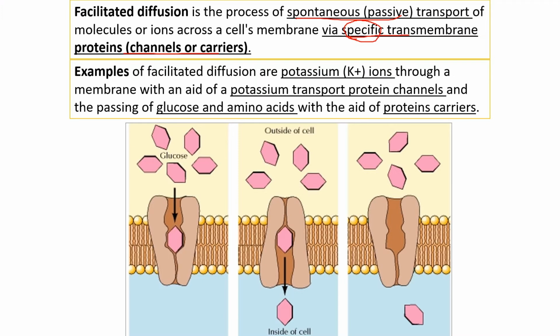And here the image shows a glucose molecule, and it's moving from the area of high concentration of glucose to the area of low concentration of glucose. This glucose is moving through this specialized transmembrane protein carrier, which can change shape and allow glucose to move into the cell.